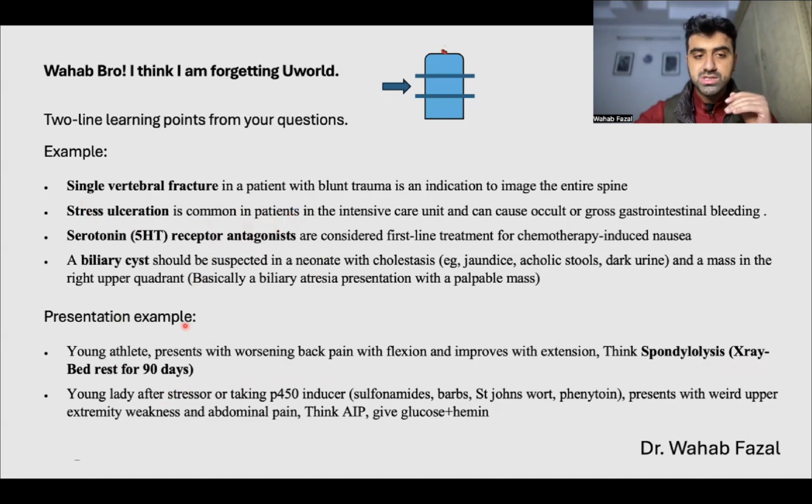One, I wrote the main pointers, and then if there was a very particular pathognomonic presentation that I wanted to remember, for example, a young African-American female in her 30s that presents with a butterfly rash on her cheeks, you want to think lupus or lupus pernio, or basically any autoimmune disease that could cause this, because the lady is in her 30s. Another: a young lady after a stressor or taking P450 inducers, think acute intermittent porphyria, give glucose plus heme. You can read the rest of these questions. So this is basically my strategy to remember UWorld.